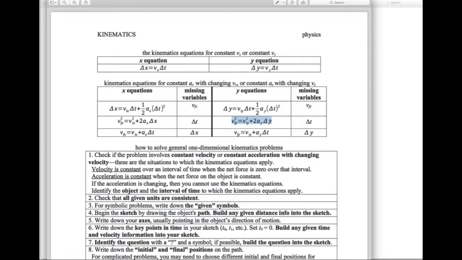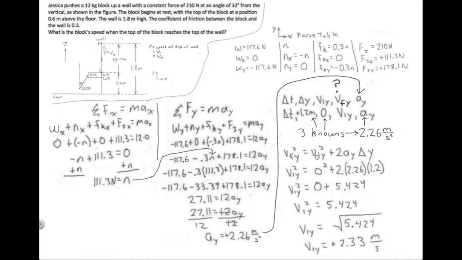Notice that for this problem, we're applying kinematics to the y component. So we pick a kinematics equation that refers to the y component. The equation is v final y squared equals v initial y squared plus 2a sub y delta y. Again, the equation is referring specifically to the y component. Think in terms of components.